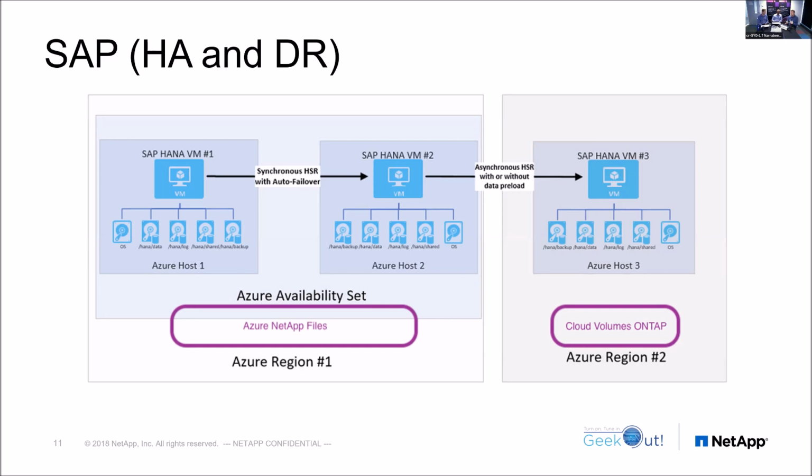So the question is which one to use. Now, generally the rule of thumb is if the application has its own replication engine for DR, use it, because it knows the application, it understands it, all the intricacies of it and everything else. If it doesn't have a replication engine and you want to fall back to something else, use the storage, and that's where Cloud Sync comes in with NetApp.